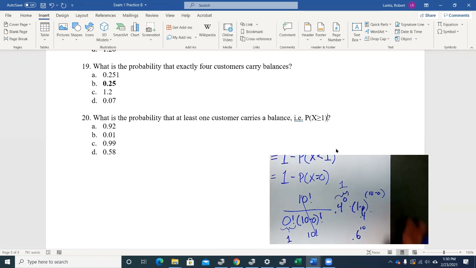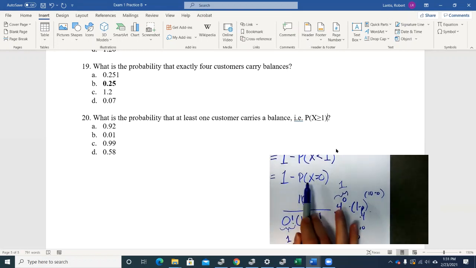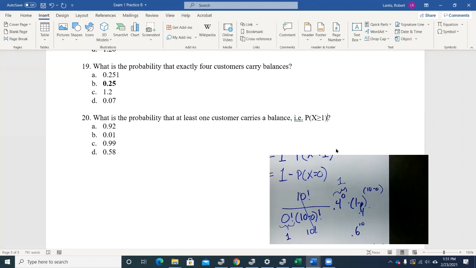So if we take 0.6 to the 10th power, we get 0.006, right? But remember, that was just giving us the probability x is equal to 0. We still had to subtract that from 1, so 0.994, or if we round this, 0.99. Okay? This is really close to 1, right, going all the way back to where we started the discussion.